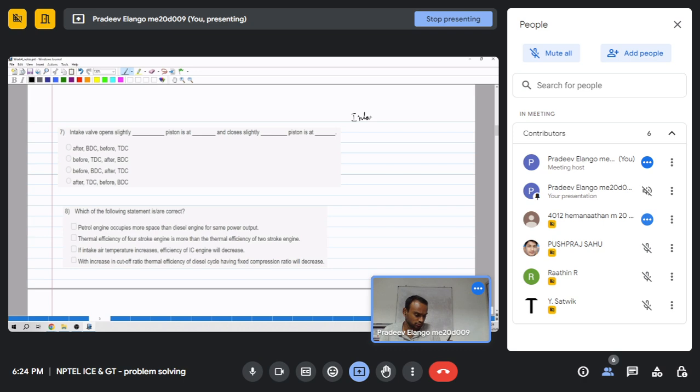Intake stroke, how does it happen? Is it from BDC to TDC or TDC to BDC? TDC to BDC. The piston moves down. Now, that means it is either before TDC or after TDC, right? Intake valve has to open slightly before or after TDC.